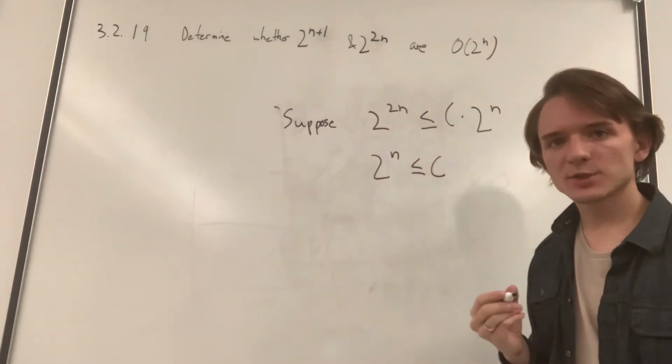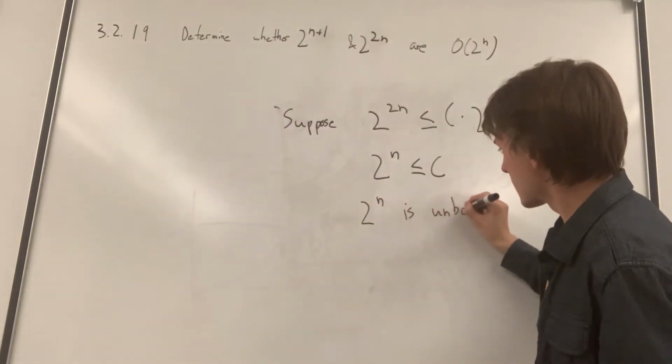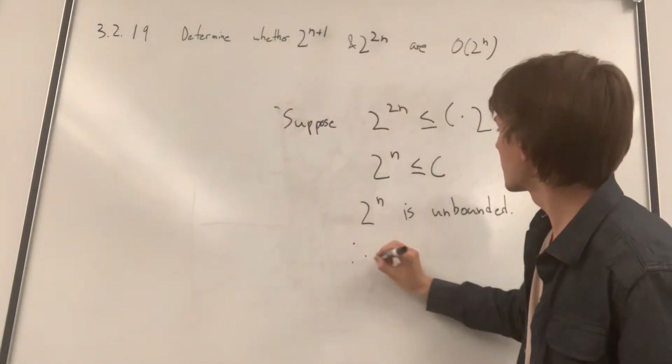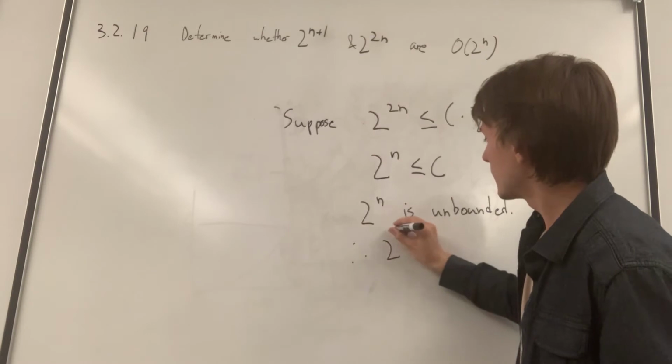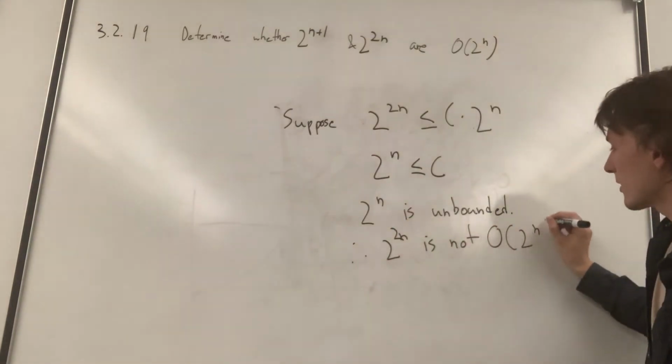But this is, again, absurd, right? 2 to the power of n is unbounded. Therefore, 2 to the power of 2n is not big O of 2 to the power of n.